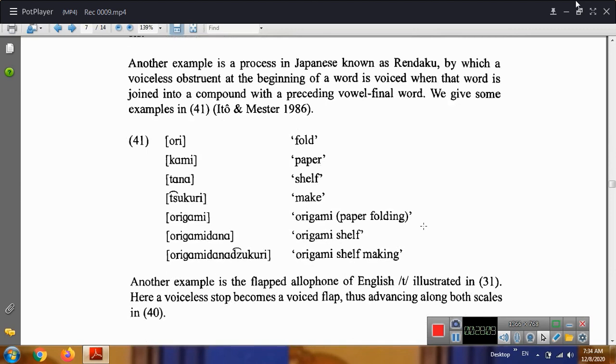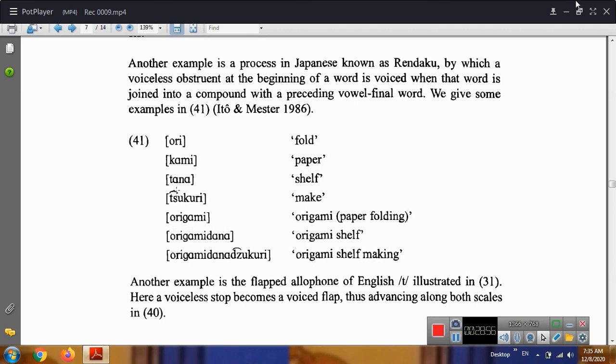Here we had some examples. We had words such as ori, kami, tana, and sukuri, which became lenited when they combined with each other. In origami, this k, which was a voiceless plosive, turns to its voiced pair, g, origami. And in another example we have origami dana. Here this k at first was a k, which became voiced, and we have lenition here.